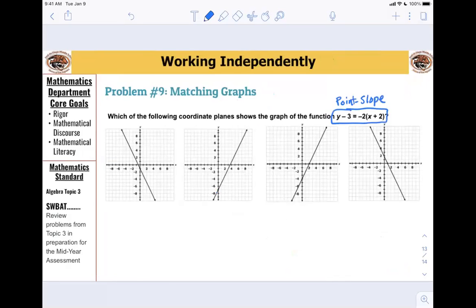Point slope tells me one important thing. Well, two important things, but which one's the easy one to see? The point. It doesn't tell me the x-intercept, but it does tell me a point on that graph. And there's one more thing that it tells me. It's in the name. The slope.